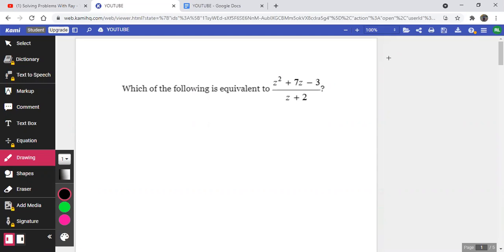And today we'll be solving this problem right here. This is a problem of synthetic division or polynomial division. So to start off, we see that the divisor is x plus 2, which means z plus 2.